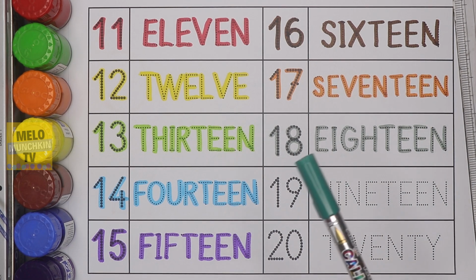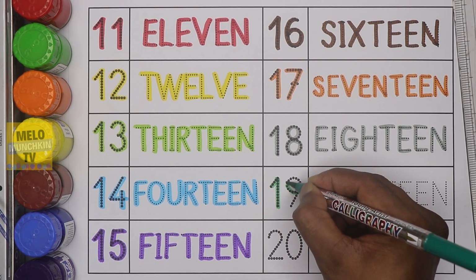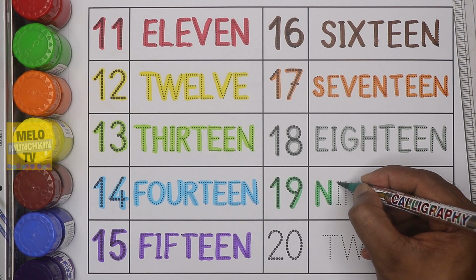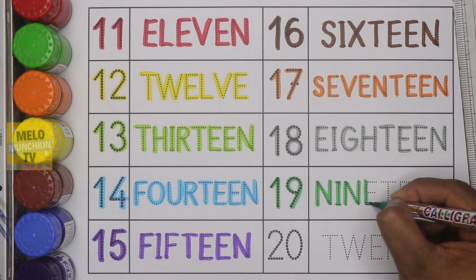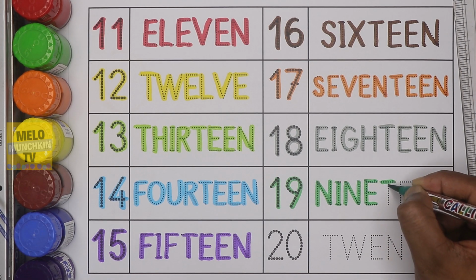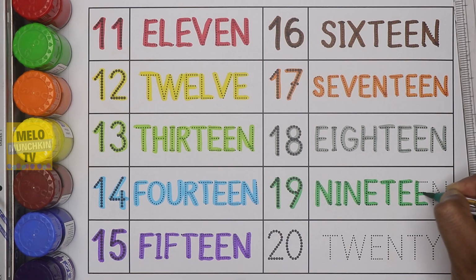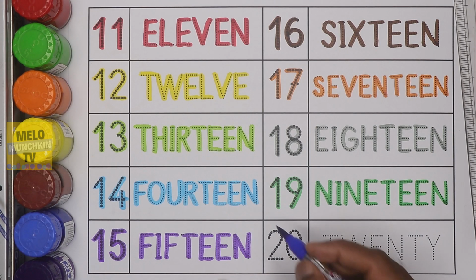Next, I'll take dark green color and write number 19, that is 1, 9, 19. And the spelling is N-I-N-E-T-E-E-N, 19. N-I-N-E-T-E-E-N, 19.